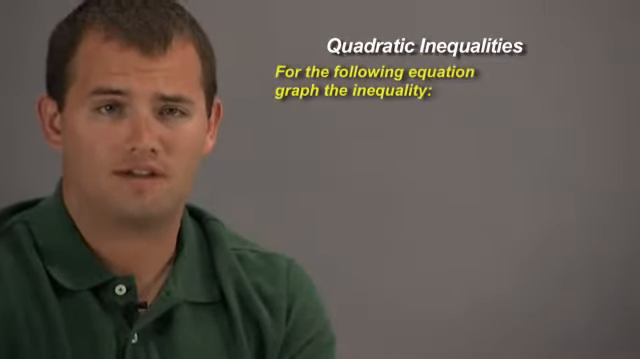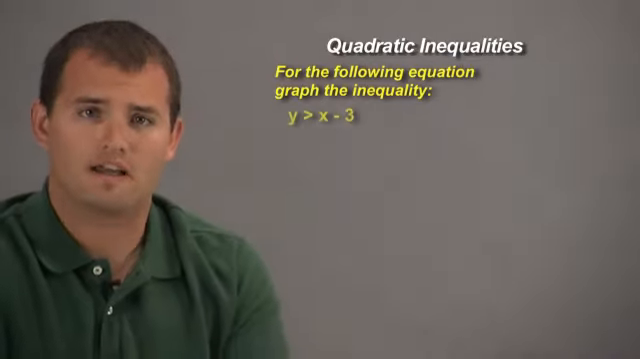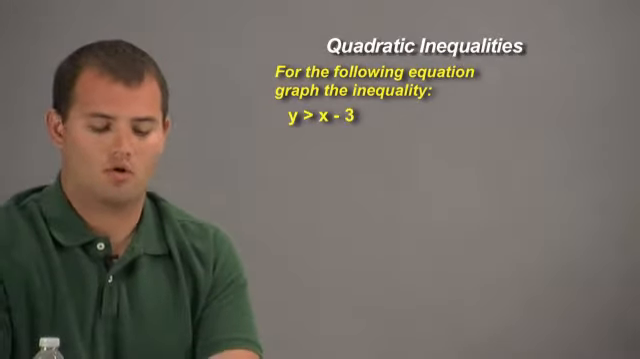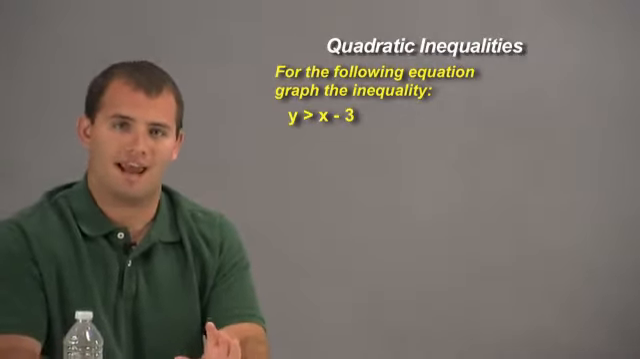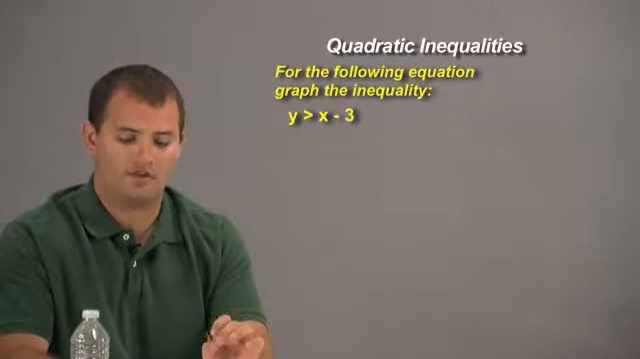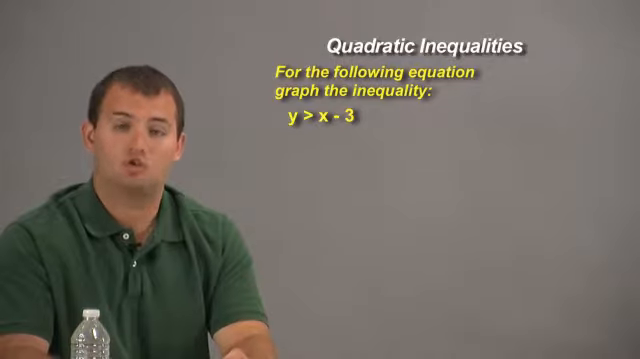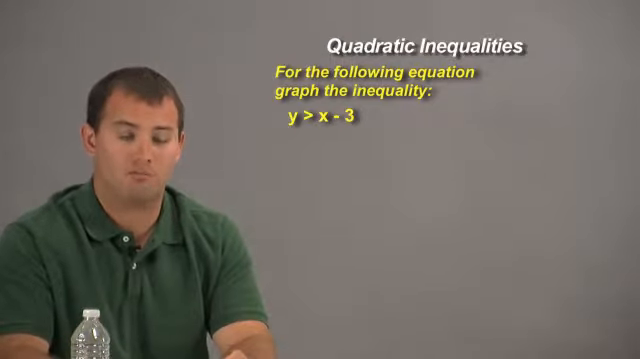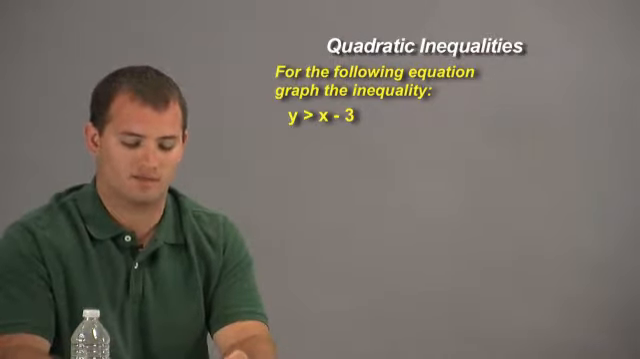Now let's move to linear functions. For the following equation, graph the inequality y is strictly greater than x minus 3. First, let's take a quick look at everything and analyze the information. We know that y is greater than the function x minus 3. So on the graph, we're going to shade above the line y equals x minus 3.